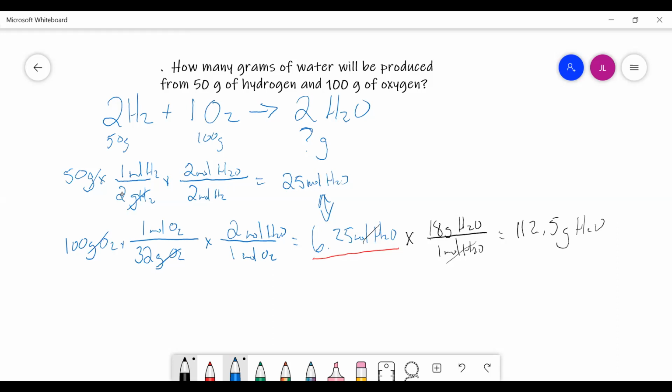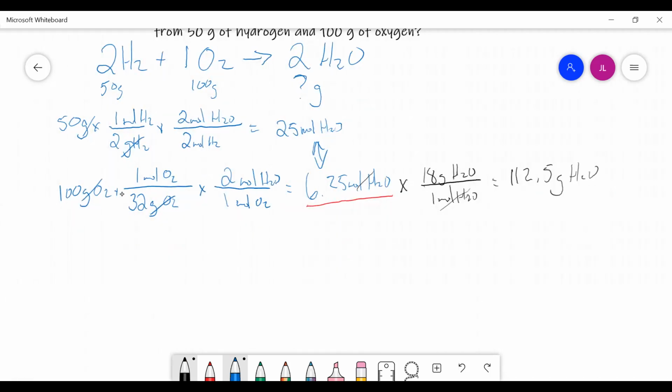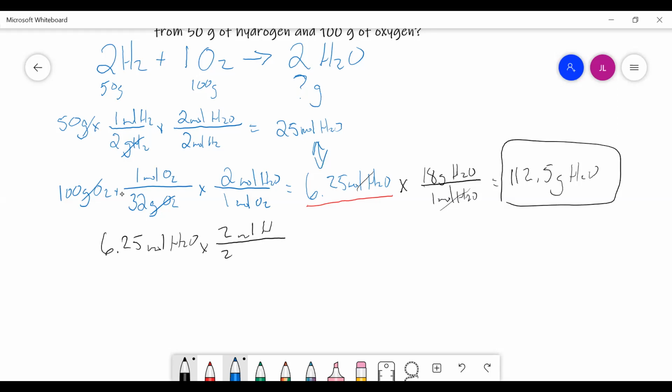Now let's take this the next step. How much hydrogen do we have left over? If I only made 6.25 moles of H2O, and this is why I stop at moles, because it makes doing excesses much easier. All right, so how many moles of hydrogen did we actually use? Again, this was 2 moles of H2 to 2 moles of H2O. So we actually used 6.25 moles of H2.